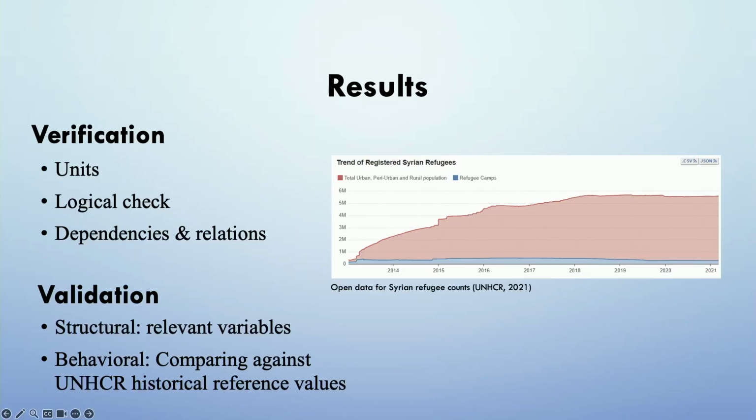It also looked at the validation, both the structural and the behavioral. So making sure that they were relevant variables within the forced migration literature, and then behavioral, seeing how they interacted with one another. And if one change, such as conflict, really had a difference, and what was the sensitivity for changing that.